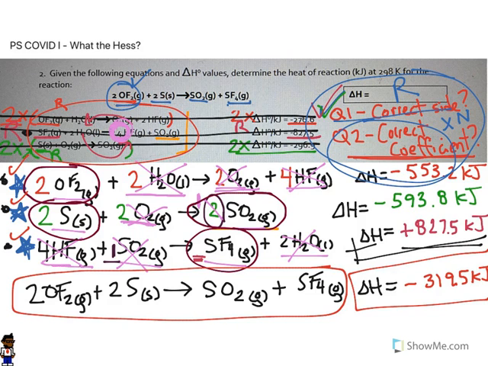And generally, if you take care of all this, you don't have to go through all this messy work of canceling things out and all that stuff. Usually, 90% of the time, it comes out perfect. And all you have to do is add up your delta H's after you've done those manipulations. But it's going to take a lot of practice.